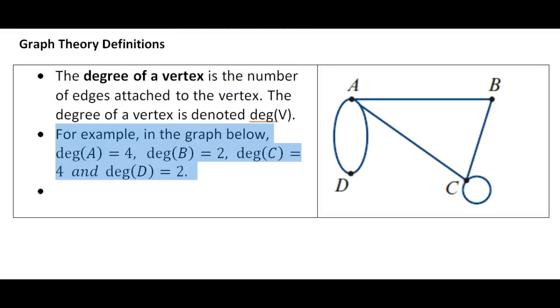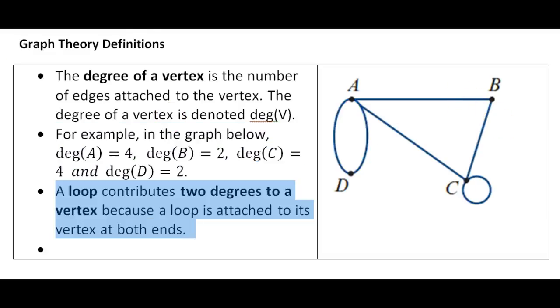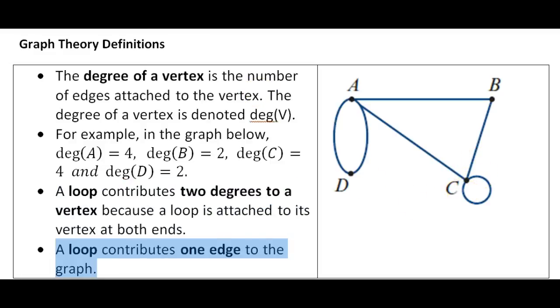For example, in the graph, the degree of A is 1, 2, 3, 4. The degree of B is 2. A loop actually contributes 2 degrees to a vertex because a loop is attached to its vertex at both ends, so the degree of C is 1, 2, 3, 4. A loop, however, contributes only one edge to the graph.